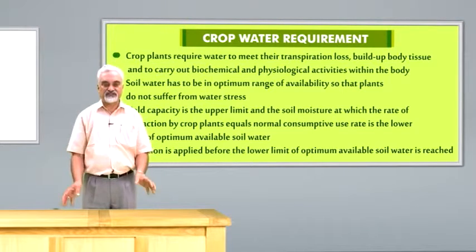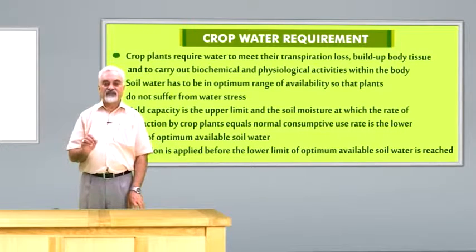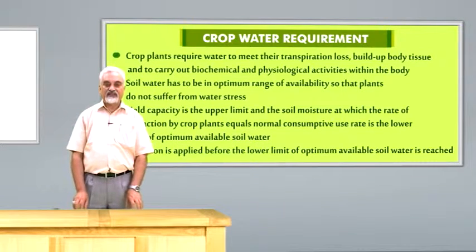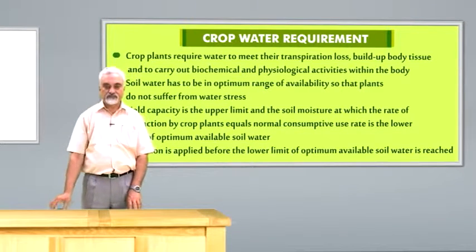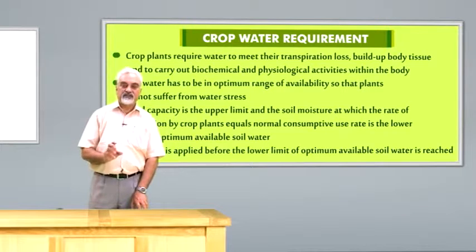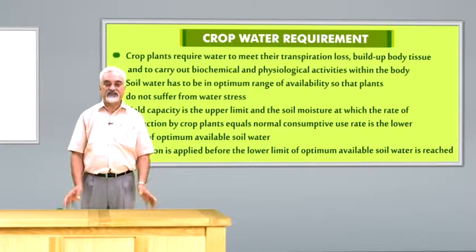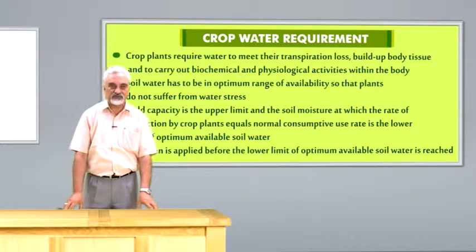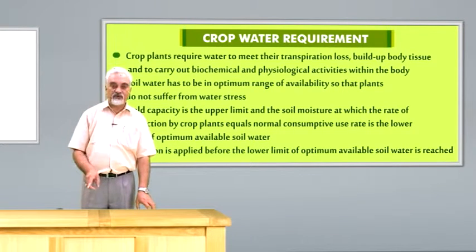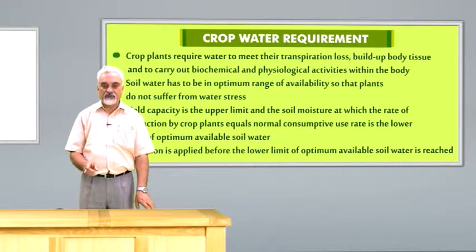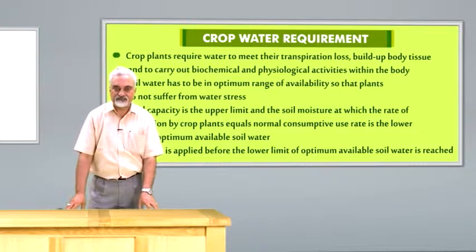Now, let us discuss these three questions one by one. When to irrigate, that means the timing of irrigation, depends on the crop water requirement and the availability of water. As I said, water is required by the crops for completing certain biochemical and physiological processes in the plant so that they can add up tissue to their body, and soil water has to be in the optimum available range so that the plants do not suffer from moisture stress.